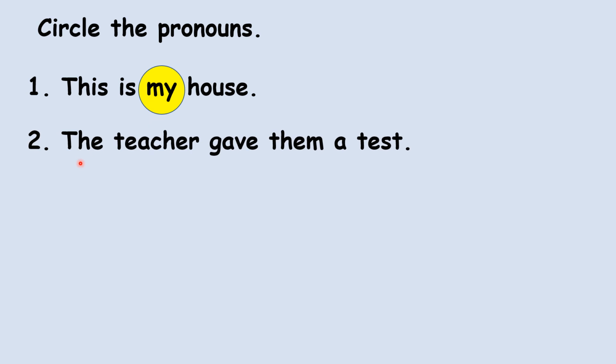Now children, now that you have learned about pronouns in the naming part and the telling part, we will circle the pronouns in a sentence. This is my house. Which is the pronoun here? My. The teacher gave them a test. Which is the pronoun? Them.